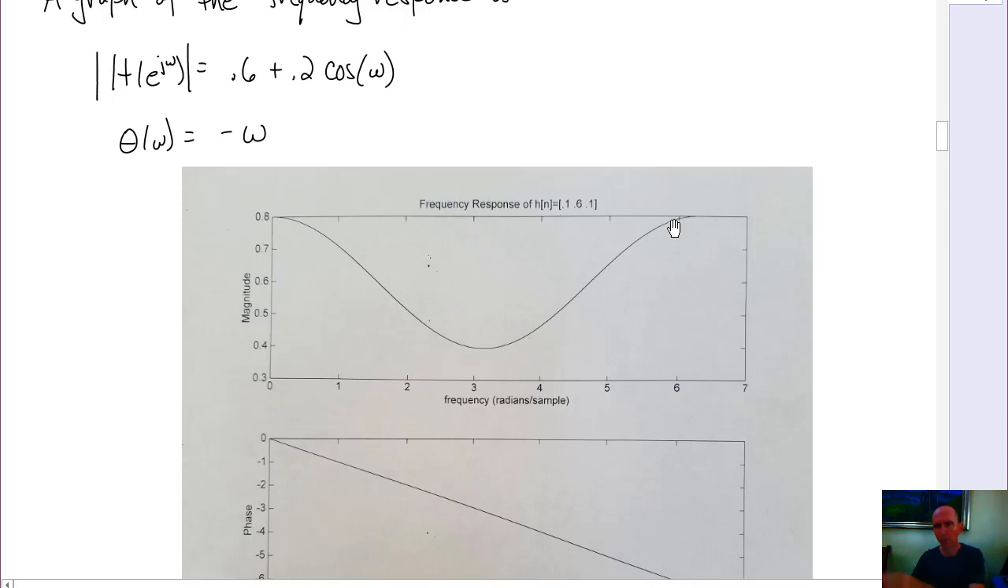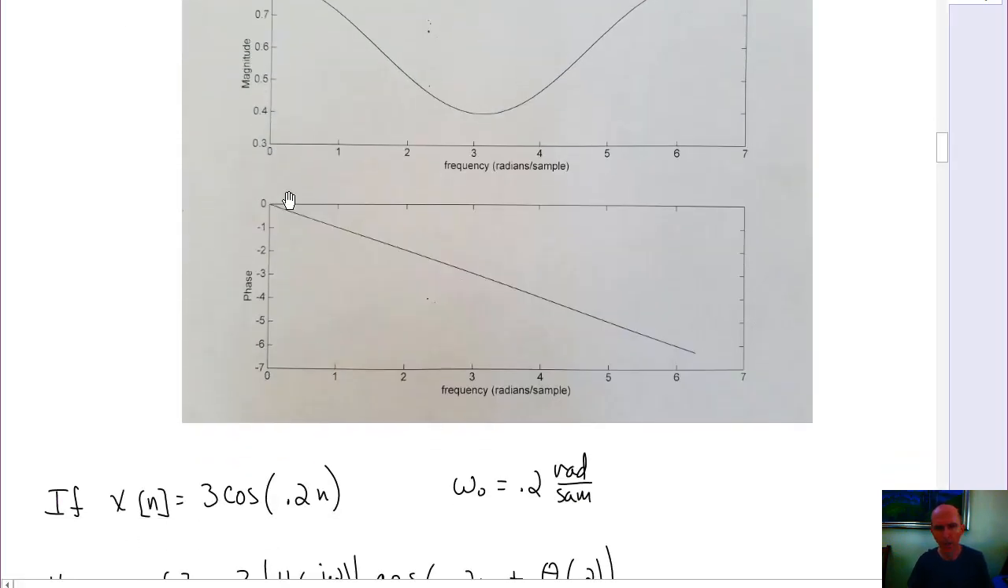And of course we know this repeats. We're not going to keep graphing it out because we know that all DTFTs are periodic with a period of 2 pi. So if we graph it out for 2 pi, it's going to look the same to infinity. The phase is just a line, right? It's minus omega, so it's a nice linear function here.